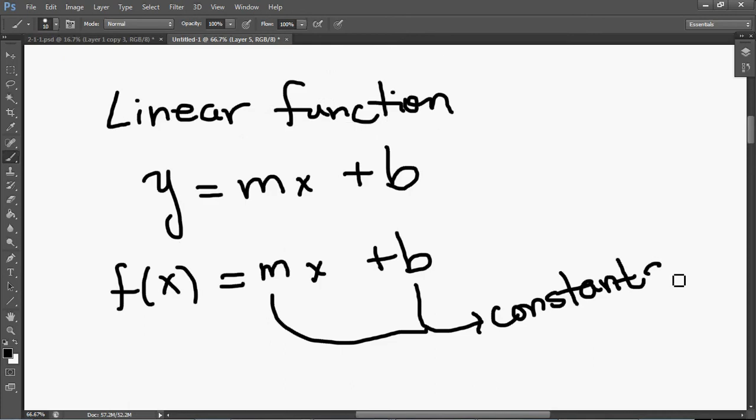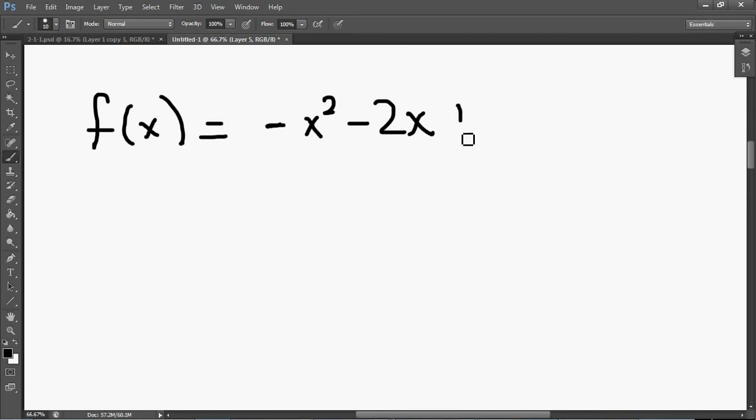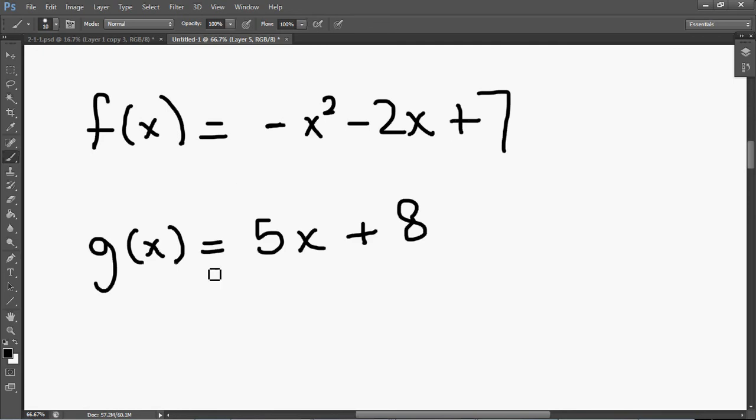And that's it. That basically makes it a linear function. And so you're going to have problems where they ask you, tell me whether this is a linear function or not. And so those are pretty easy. Let's look at an example. So let's say you have this function, f of x is equal to negative x squared minus 2x plus 7. And you have another function, g of x is equal to 5x plus 8. And the question is, tell me whether each of these is a linear function or not.